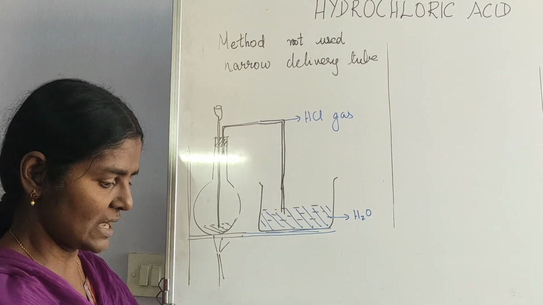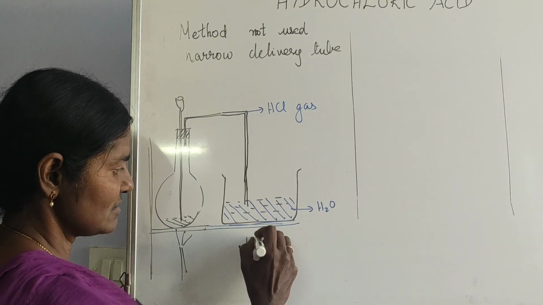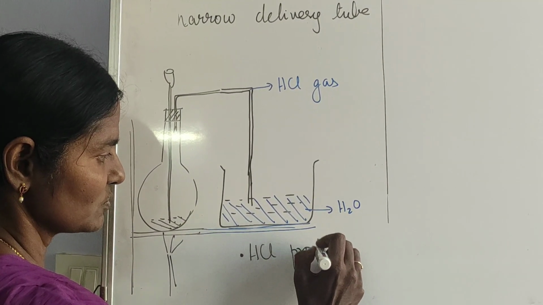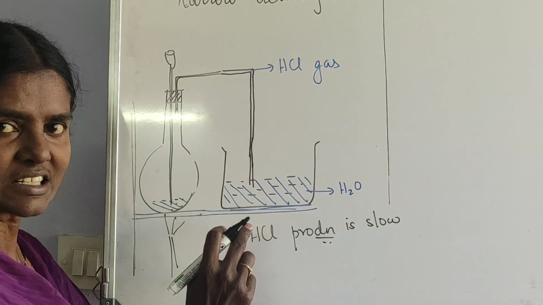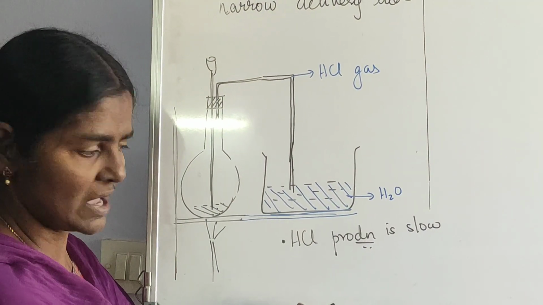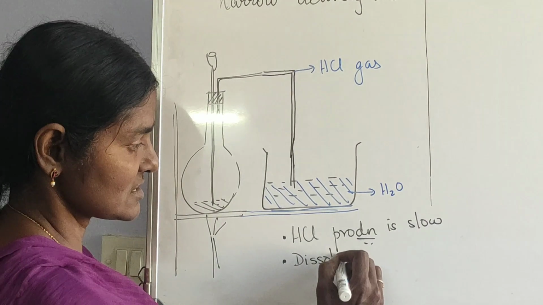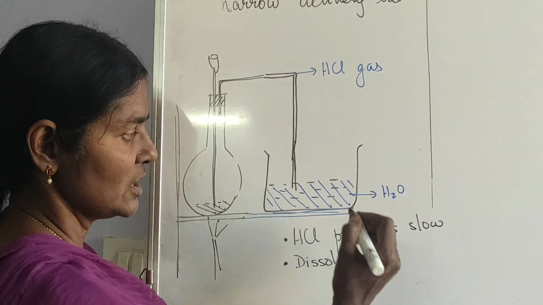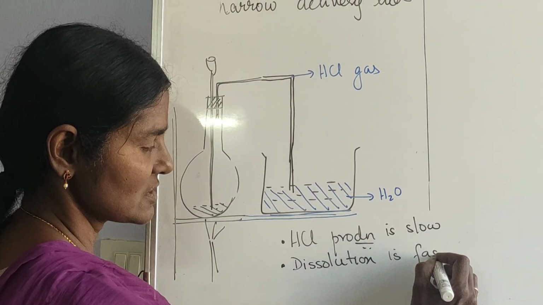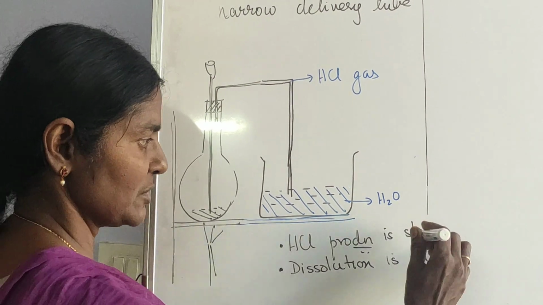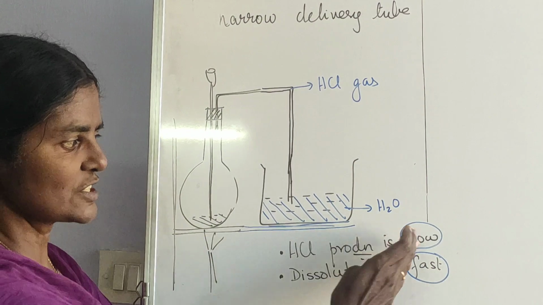Now there are two things that happen here. The first thing is HCl production is slow. It's not as fast as the speed at which the water flows back. The second one is the dissolution is fast. What do you mean by dissolution? Dissolving HCl gas in water is fast. So these are the two things that happen. Production slow, dissolution fast. So it is not equal.